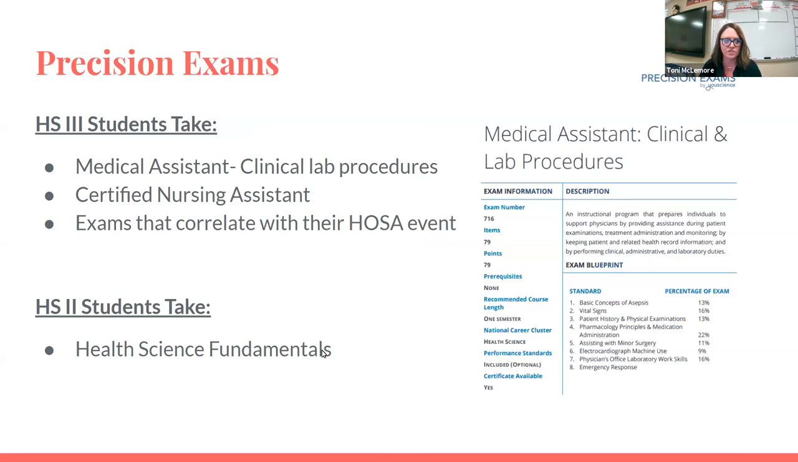Both of my classes, Health Science 2 and Health Science 3, we use precision exams. My Health Science 3, which is my health professions class, they take the medical assistant, clinical lab procedures, and the CNA, and then whatever exam correlates with their HOSA event. If they are doing clinical nursing, I'll have them take some of the other medical assistant ones. If they're doing nutrition, there's a nutrition one. Our school buys the school bundle so that we have unlimited exams. I give it to all of my kids.